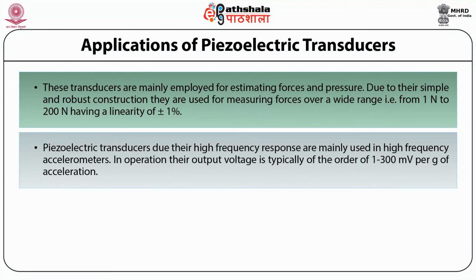Second, piezoelectric transducers, due to their frequency response, are mainly used in high-frequency accelerometers. In operation, their output voltage is typically of the order of 1 to 300 millivolt per gram of acceleration.